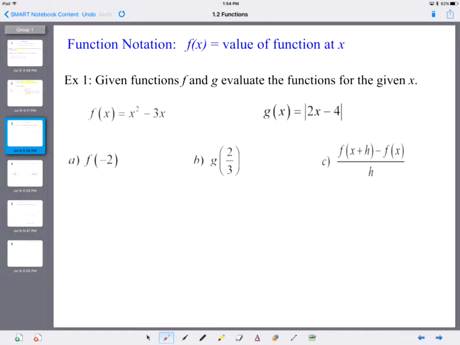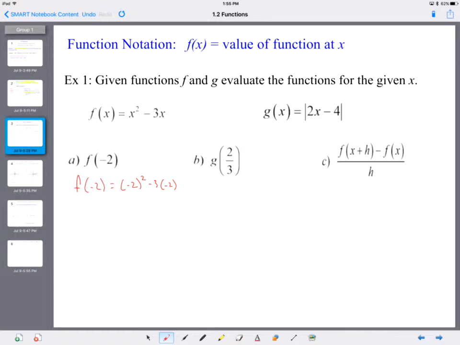The first two are very specific as to what we're looking at, f of negative 2. So with f of negative 2, you would want to plug in wherever there's a negative 2, and this is f, so we're going to plug it into the f function. Wherever there's an x, you're going to plug in negative 2.